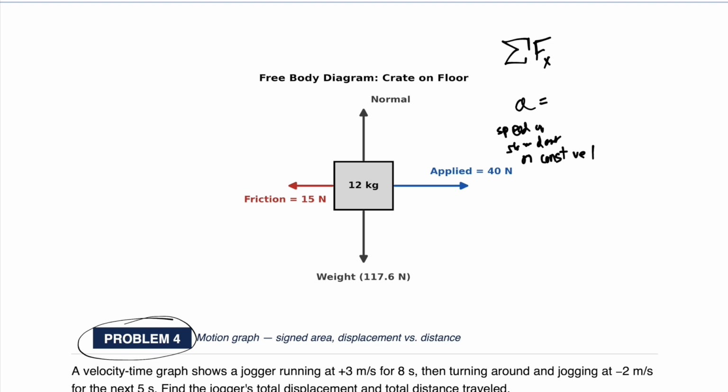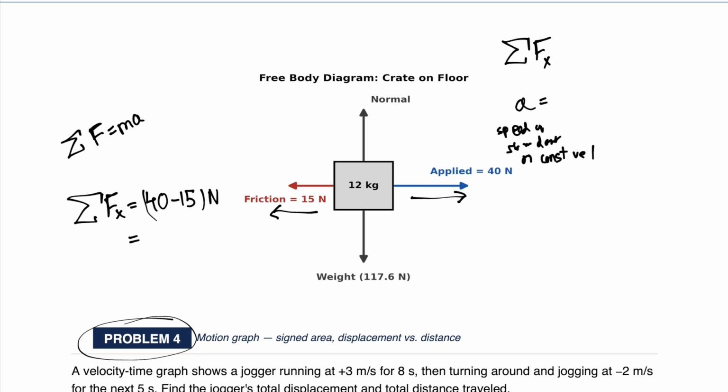Let me scroll down so you have more space here. If you remember the equation, net force is equal to ma, we can use that equation to calculate the acceleration here. So net force in the x direction is going to be what? We have 40 newtons to the right and 15 newtons to the left. So the total net force in the x direction is going to be 40 minus 15 newtons, or 25 newtons. Okay, so we have that.